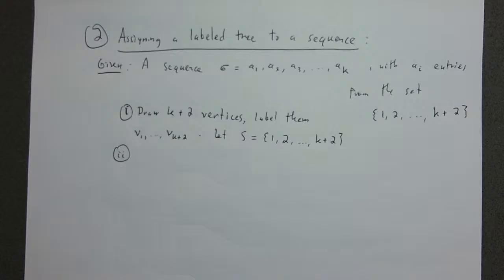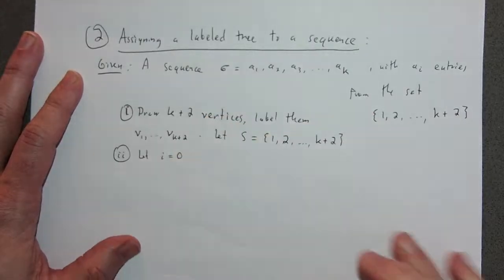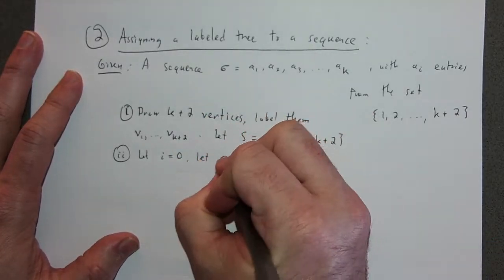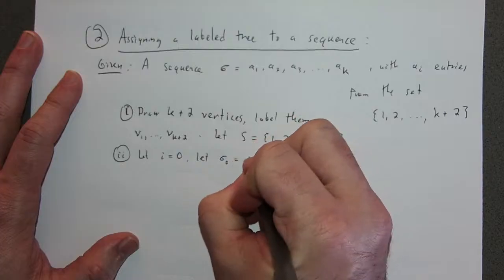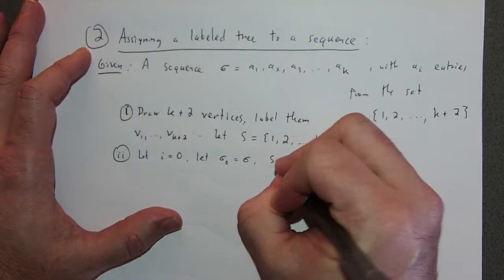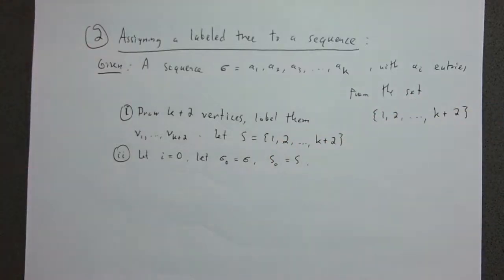So second step, let I be equal to 0. Let sigma sub 0 be the sequence that we started with, and initialize S sub 0 as the set of indices that we started with.